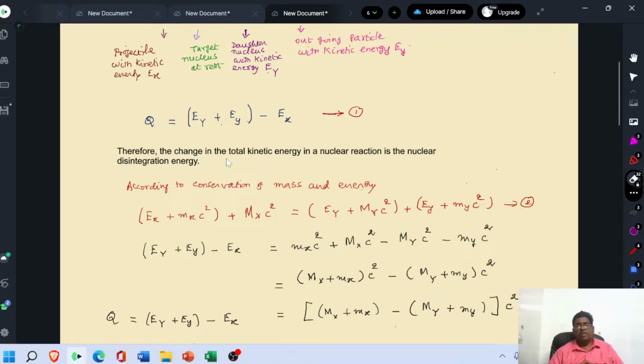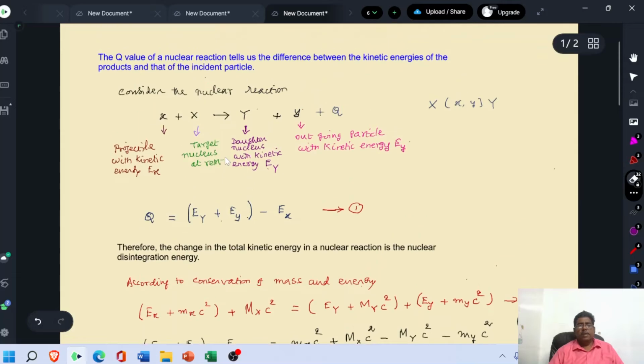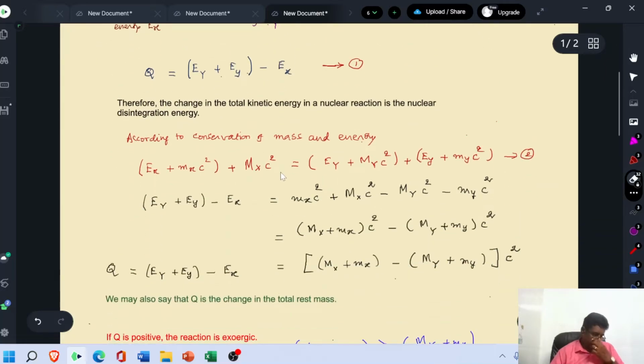According to conservation of mass and energy, the energy of small x is the summation of its kinetic energy and rest mass energy. The energy of capital X is its rest mass energy alone because it is at rest. There is no talk about kinetic energy. The energy of the daughter nucleus is its kinetic energy and rest mass energy. The energy of the outgoing particle y is its kinetic energy and its rest mass energy. Now the new equation of the form 2 is generated.